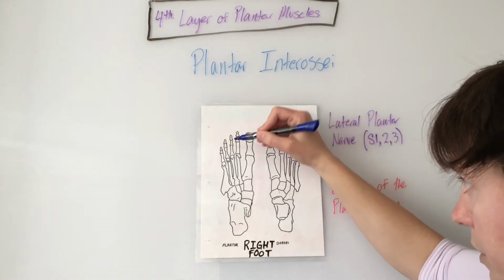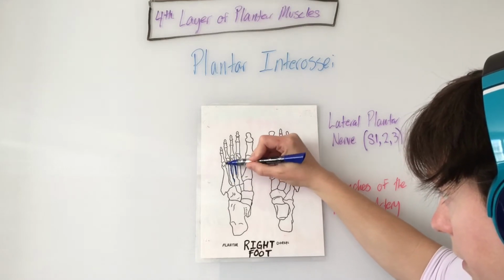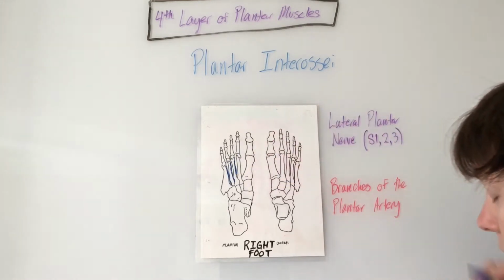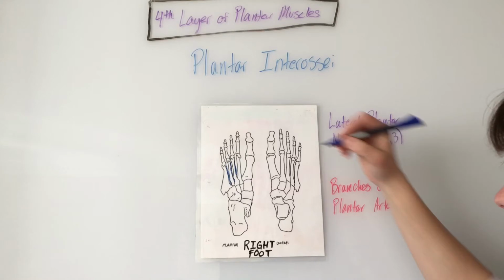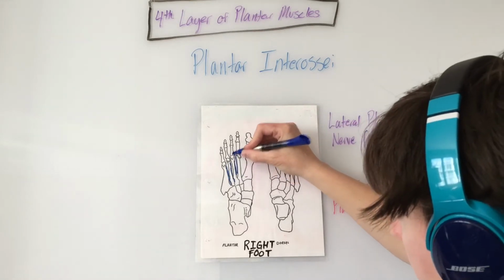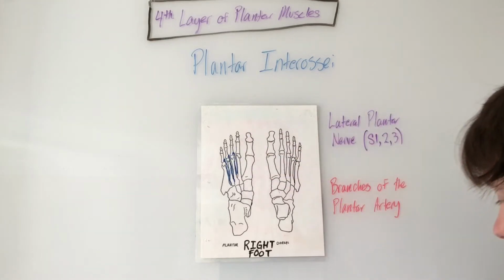So digits 3, 4, 5, medially. And they insert on the proximal phalanges of the same digits along the medial side. Proximal phalanx, proximal phalanx, proximal phalanx.